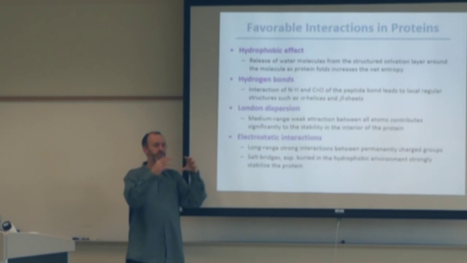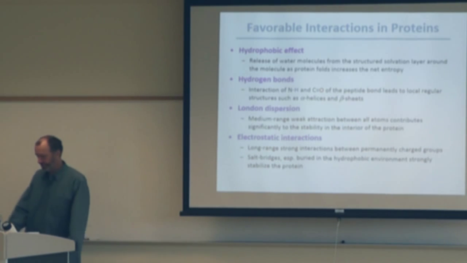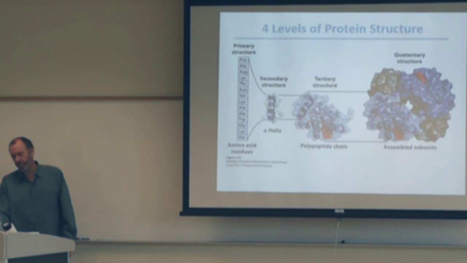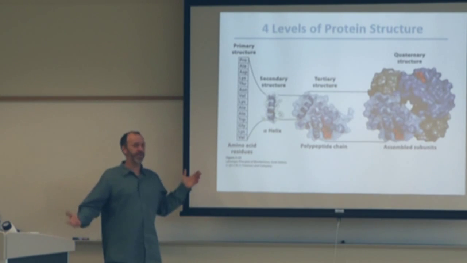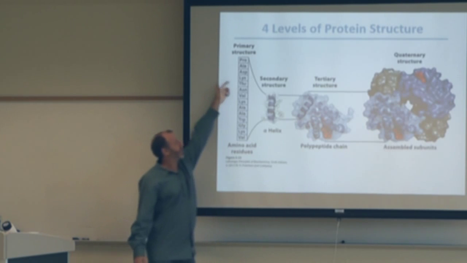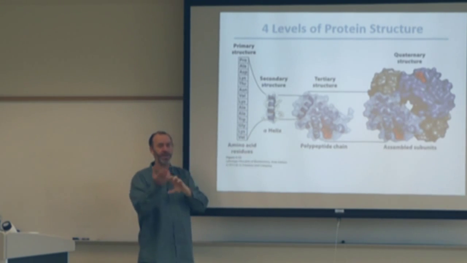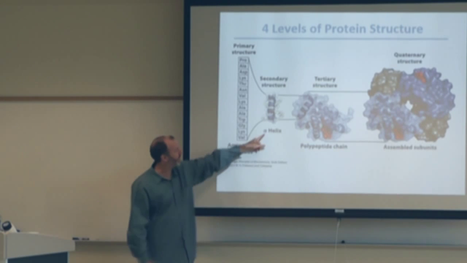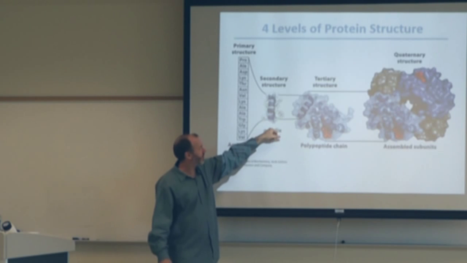You'll see proteins will form salt bridges between two charged groups to help with their three-dimensional structure. So there are four levels of protein structure. Have you seen this before? Yes, this is the basic stuff. Primary structure is the amino acid sequence. Secondary structure is where it forms localized structures such as alpha helices or beta sheets. That would be considered secondary structure.